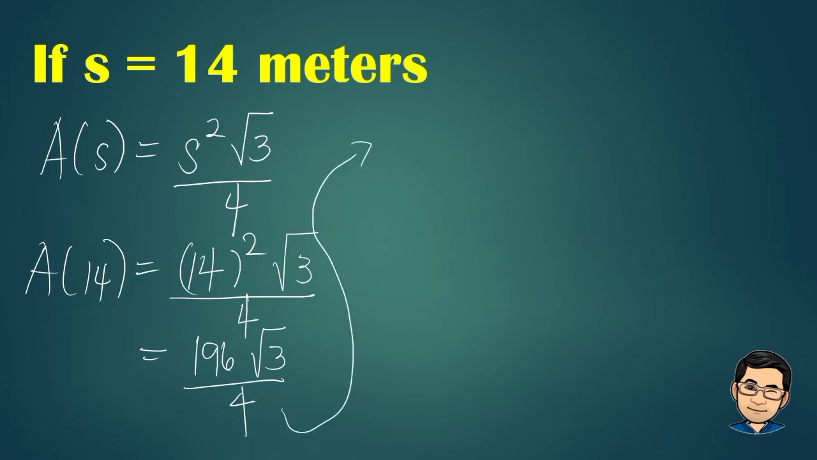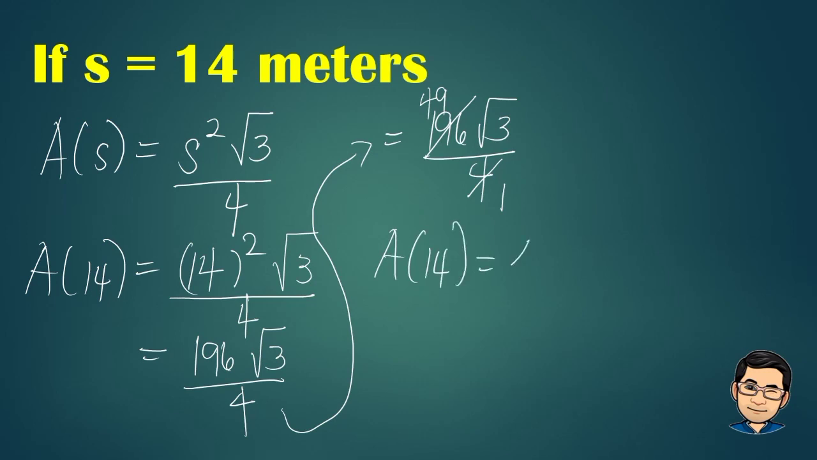Rewrite lang natin ulit. 196 square root of 3 all over 4. So yung common factors nila is 4. So if we divide 196 by 4, the answer will be 49. 4 by 4, that is 1. So our final answer, A of 14 is equal to 49 square root of 3 square meters.